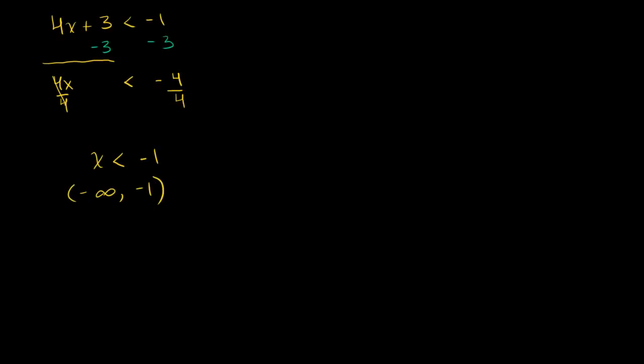Let's do a slightly harder one. Let's say we have 5x is greater than 8x plus 27. So let's get all our x's on the left-hand side. And the best way to do that is subtract 8x from both sides. The left-hand side becomes 5x minus 8x. That's negative 3x. We still have a greater than sign.